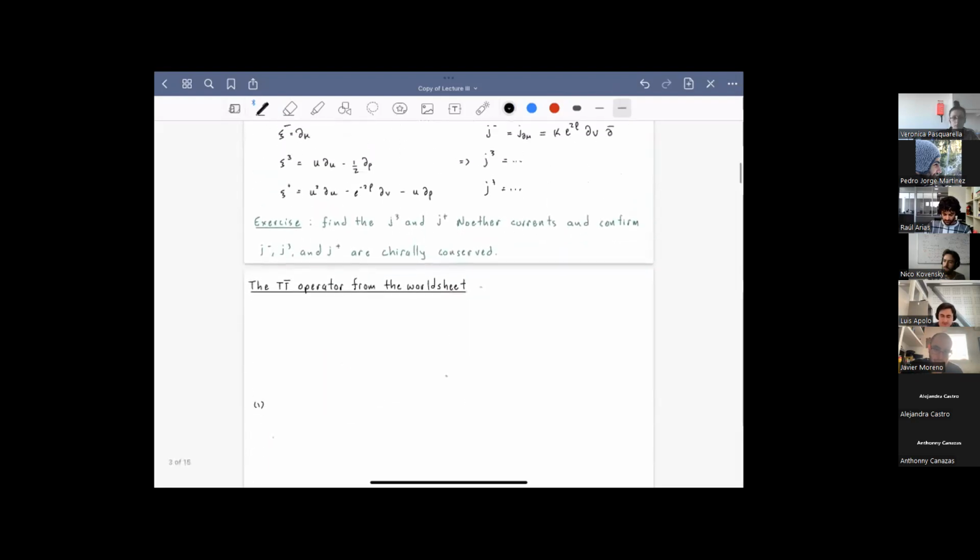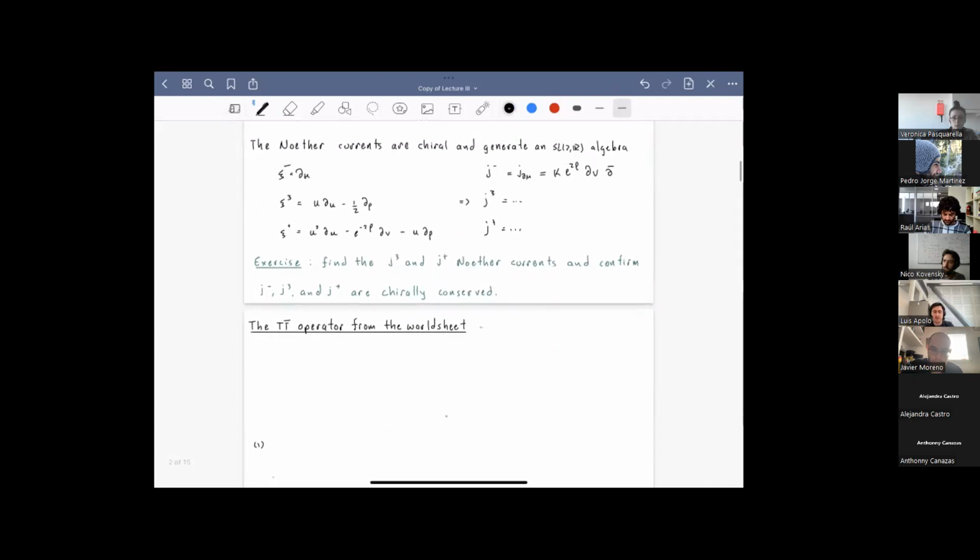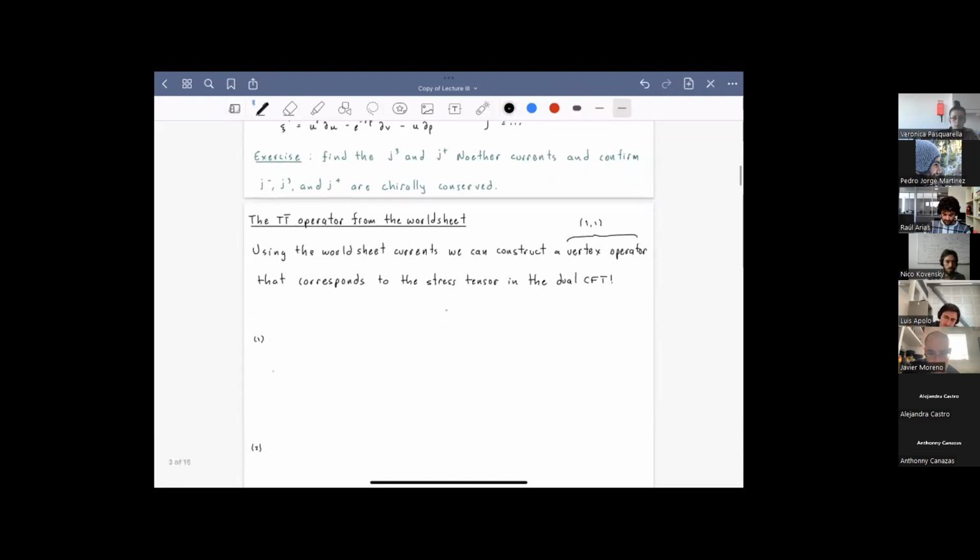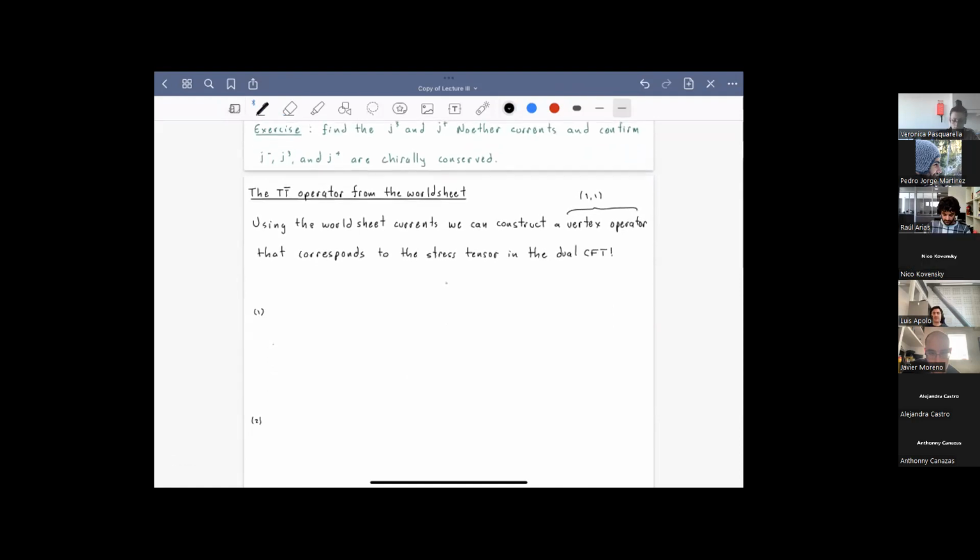So why have I written these currents here? It's because we can use them to construct a vertex operator, which is to say an operator of dimension (1,1) on the worldsheet that corresponds to the stress tensor of the dual CFT. So this is really special, something that happens for string theory in AdS3 with only NS flux. And the ingredients that we need in order to show this are the following.